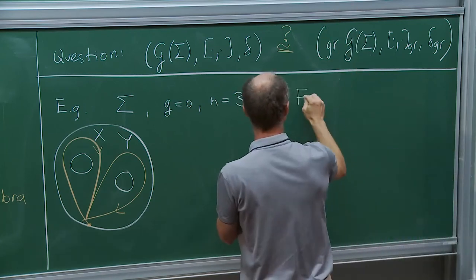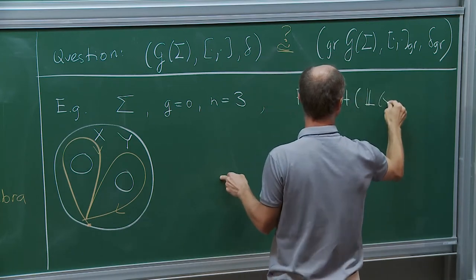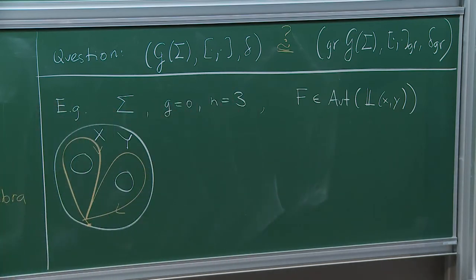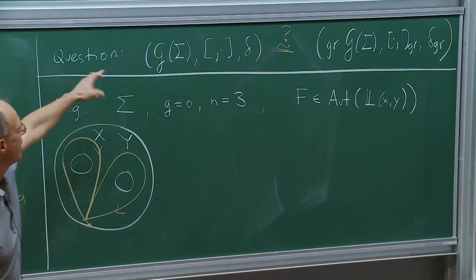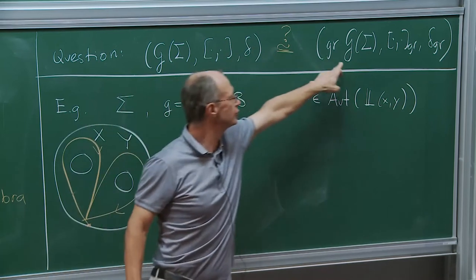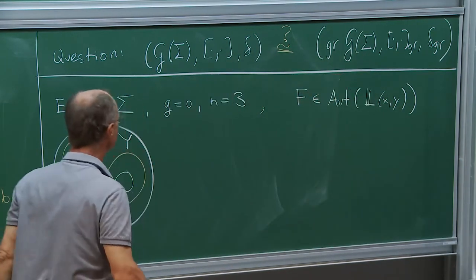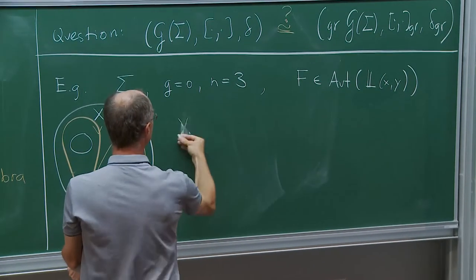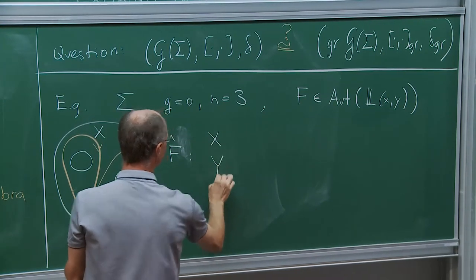So assume we have an automorphism of the free Lie algebra. So then it turns out that every automorphism of L induces a map from G of sigma to a graded version of G of sigma. So this map looks as follows. First of all, it induces, let me call it F hat. It induces the following change of variables.